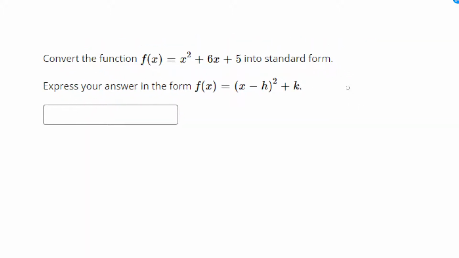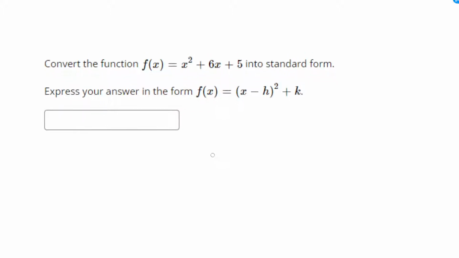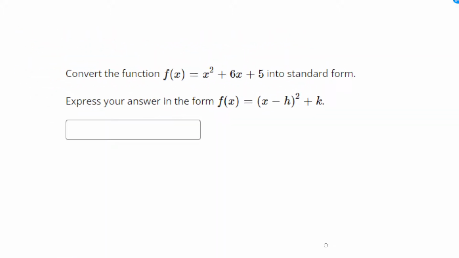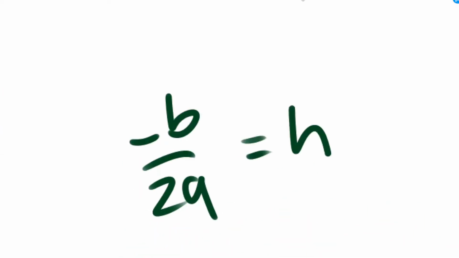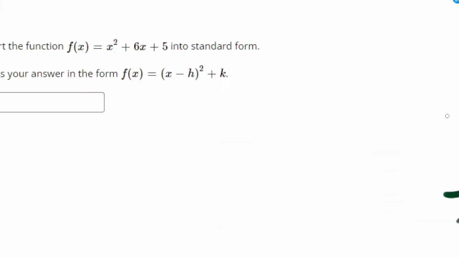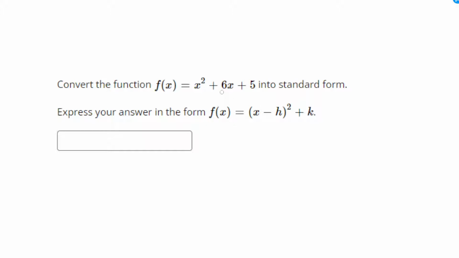So we have convert the function x squared plus 6x plus 5 into standard form, and they want us to express the answer in the form f of x equals x minus h squared plus k. So I'm going to complete it with the negative b over 2a thing first, just to show how it works. And I'll go very slowly, and then I'm not going to do it again because I don't like doing it.